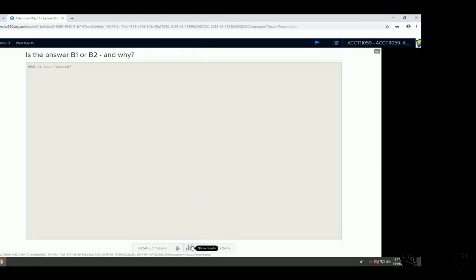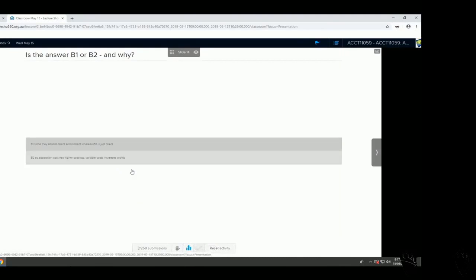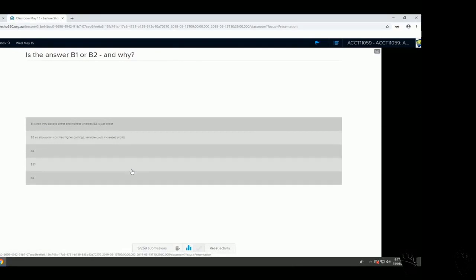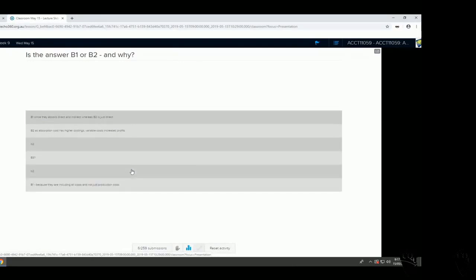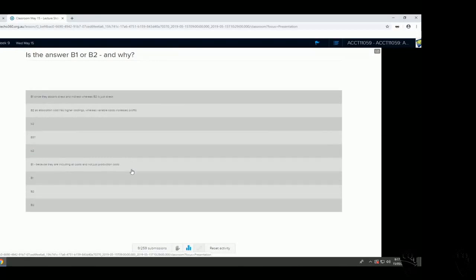When people have come up with an answer, you come up with either B1 or B2. You can just guess if you want to, but give a reason why. Someone says B1, someone says B2. Got one each at the moment. B2, got 2 to B2 and 1 for B1. Early voting. We've got a B3. But give a reason why.